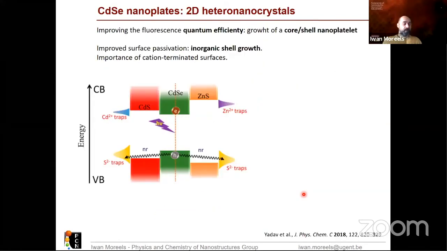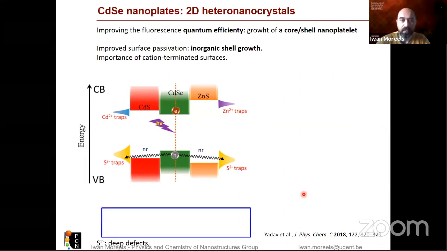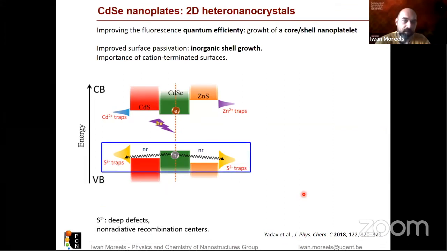So now I want to shift gear a little bit, and for this part of the lecture, look at the concept of surface passivation, increasing the fluorescence efficiency, and what happens when you grow a shell around colloidal nanoplatelets. So hopefully yesterday you already noticed that surface passivation is important, because when you have a bare nanoplatelet, especially sulfur and selenium traps are very detrimental to the quantum efficiency of a material. They form so-called deep defect states slightly above your valence band and lead to non-radiative recombination of your excitons. In other words, a loss of fluorescence.